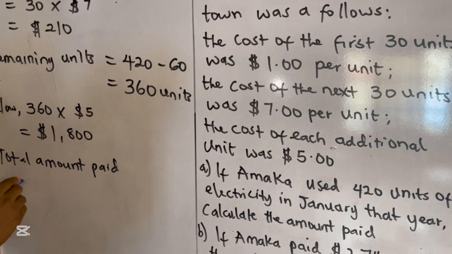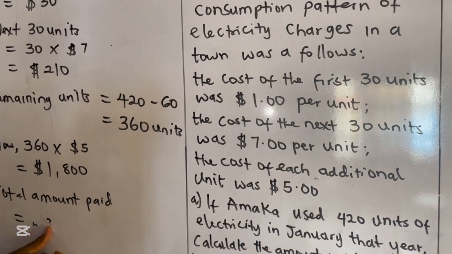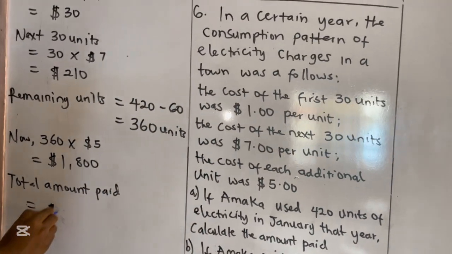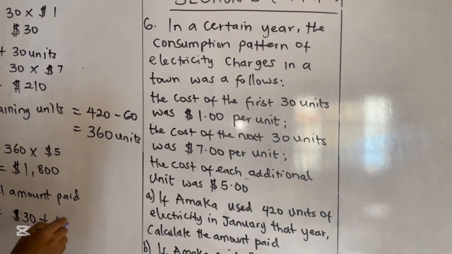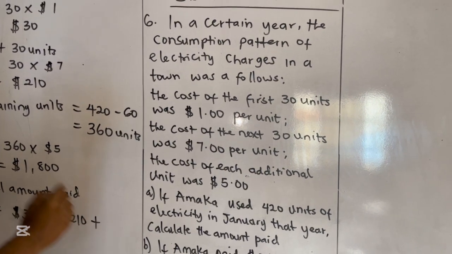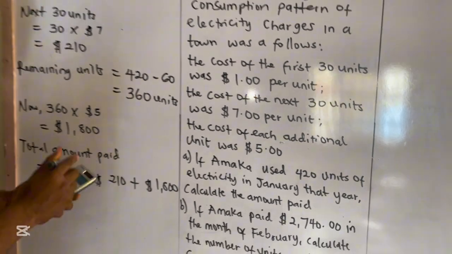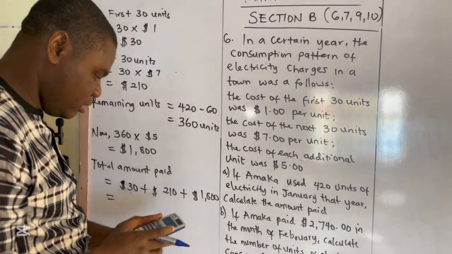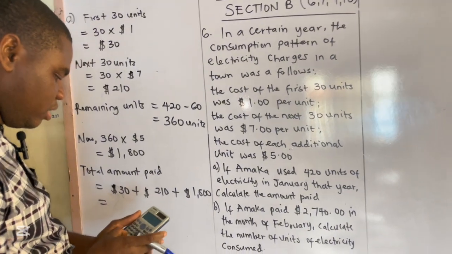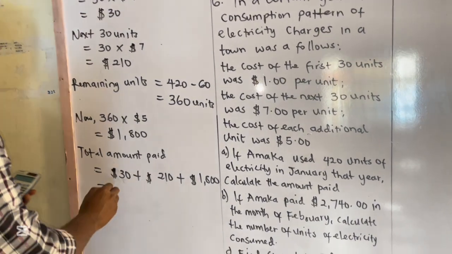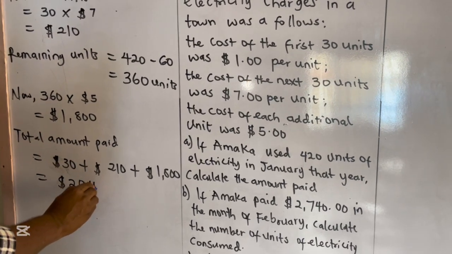So now the total amount that she has paid, first she paid $30, sorry, not naira, dollars. Next one she paid 210, and finally she paid 1,800. So this will give us 30 plus 210 plus 1,800. That will give us $2,040.